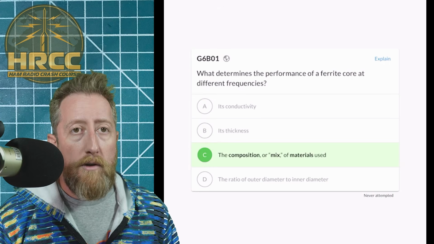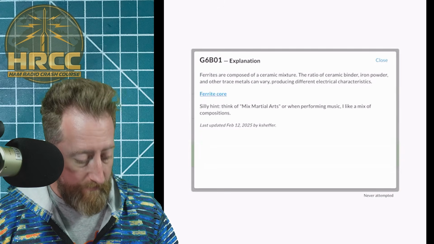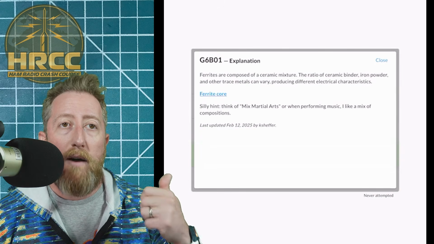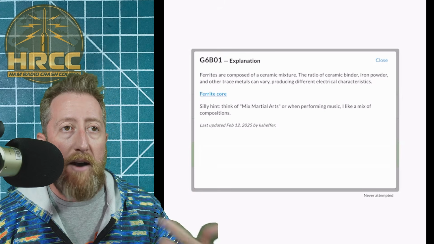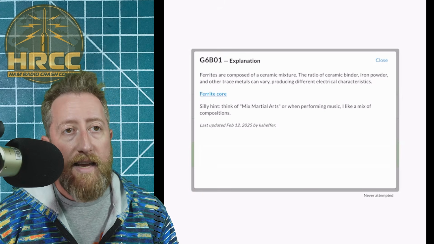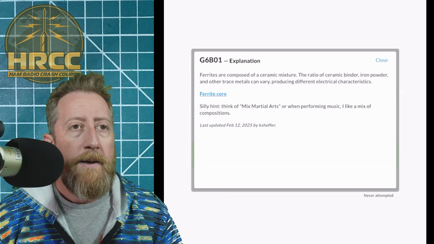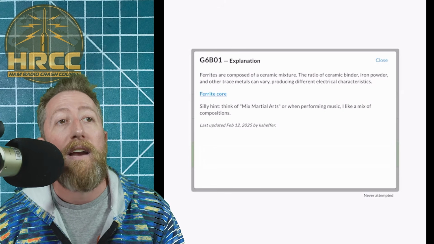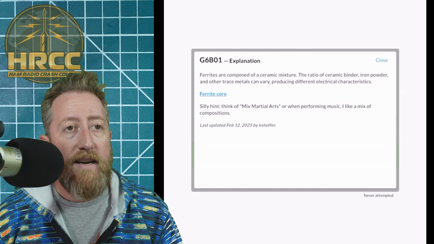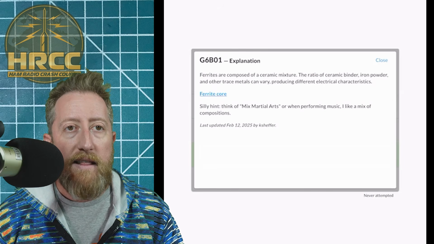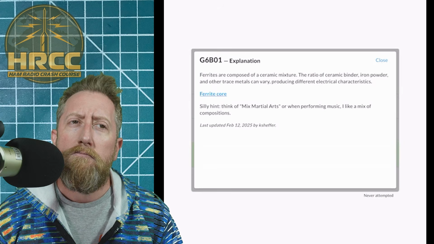So I will click the explain here because it might be helpful. Ferrites are composed of ceramic mixture. The ratio of the ceramic binder, iron powder, and other trace materials can vary. Ceramic, epoxy, I've actually seen them both, but yeah. Producing different electrical characteristics. Silly hint, think of mixed martial arts when performing music. I like a mix of compositions.